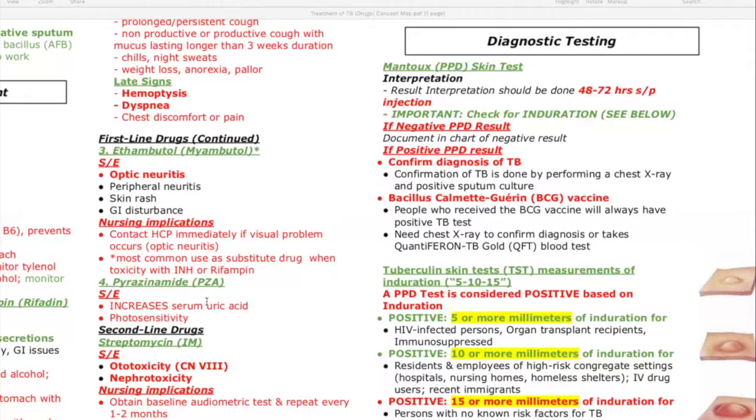this test is positive for a measurement of 5 or more. This also includes organ transplant recipients and immunosuppressed patients.